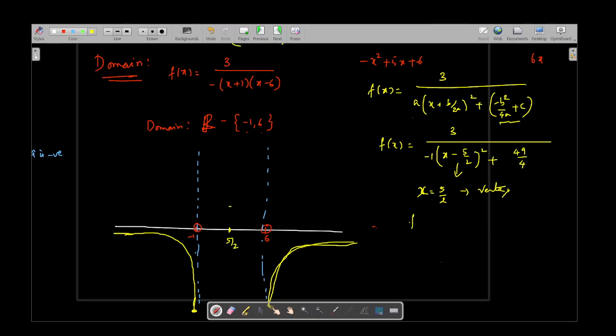If you put x is equal to 5 by 2, we'll get f of 5 by 2 is equal to, this term goes to 0. So I'm left with 3 divided by 49 by 4, which is 12 by 49. At 5 by 2, the value is 12 by 49. And from here, this is the minimum value. From here, it goes on and takes infinity like this, and it goes to infinity like this in this region as well. So this helps us to find the range of the function.